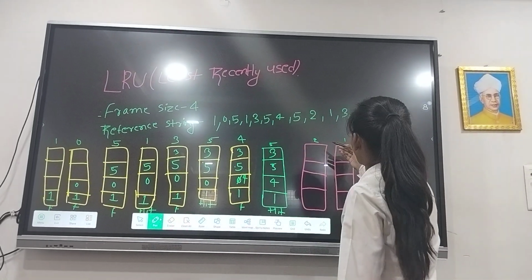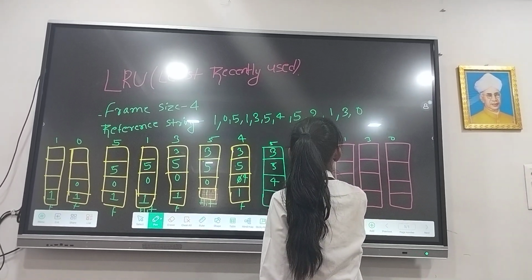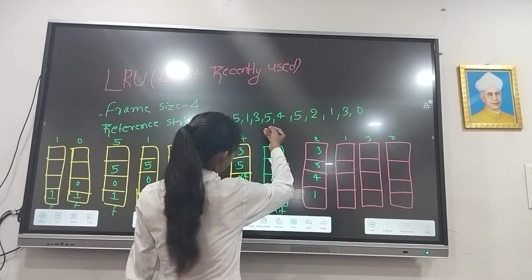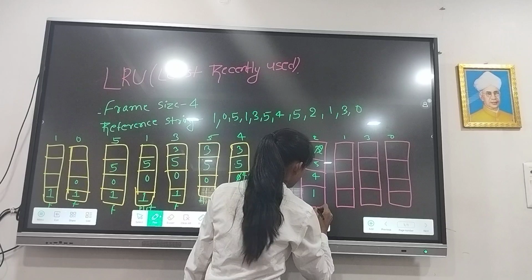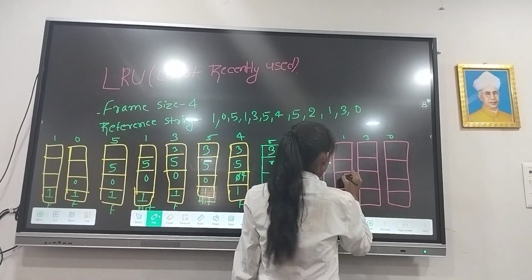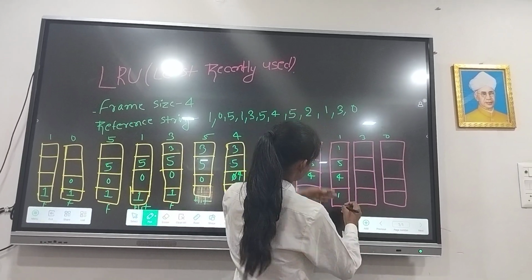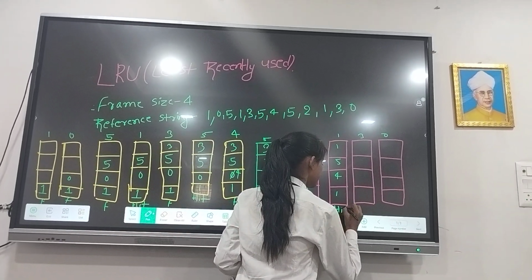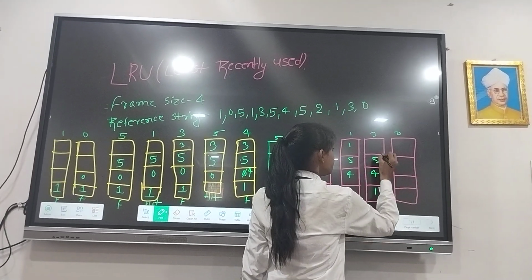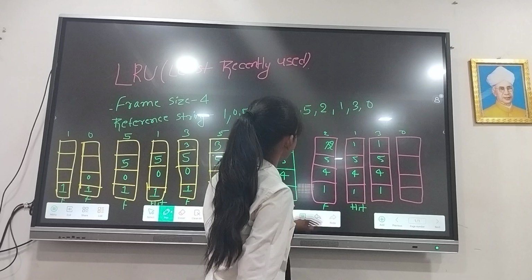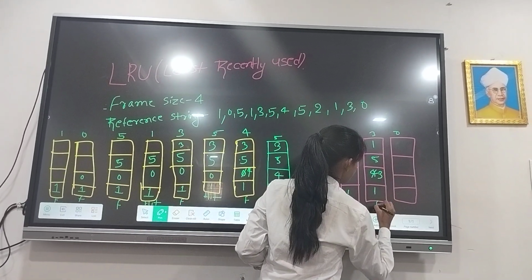Then the page number 2, which is not in the frame, so there will be a page fault, but we will replace it with the 3. As you can see the 3 is the least recently used, so we will replace it with the 2. There will be a page fault. Another demand of page number 1, it is in the frame, so there will be a page hit. Then page number 3, it is not in the frame, so we will replace it with the 4. There will be a page fault.